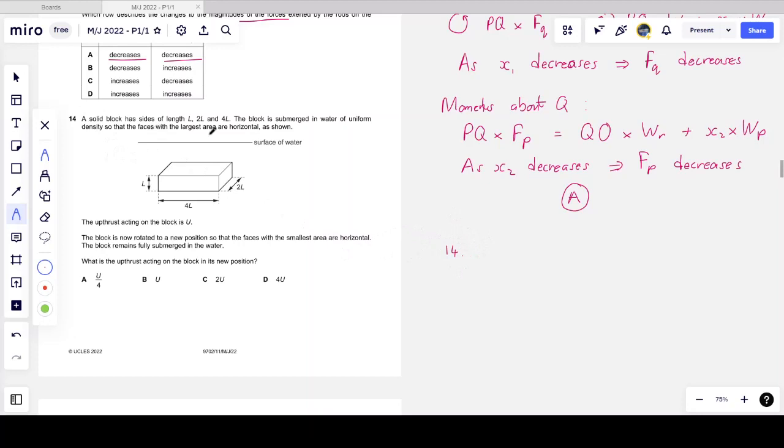Next one says the solid block has sides of length L, 2L, and 4L. It is submerged in water of uniform density, so the faces with the largest area are horizontal as shown. There's an upthrust U acting on the block. It is then rotated to a new position so that the faces with the smallest area are horizontal. The block remains fully submerged. What is the upthrust acting on the block in its new position? Okay, so we take the block in this configuration, we rotate it, and we stand it so that it is now standing on its smaller edge.